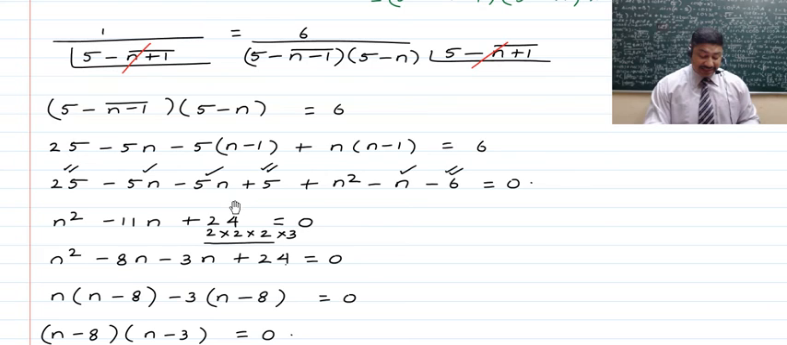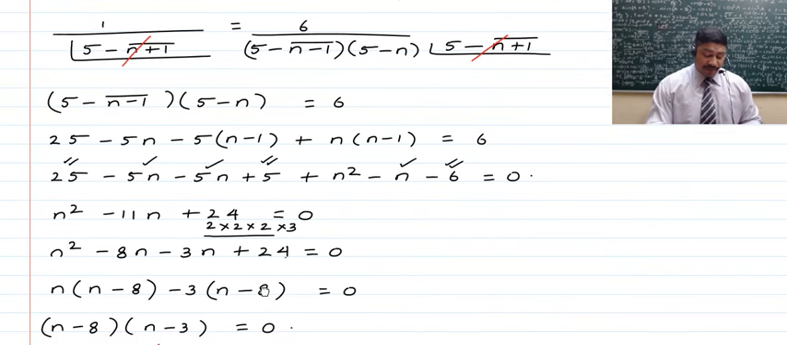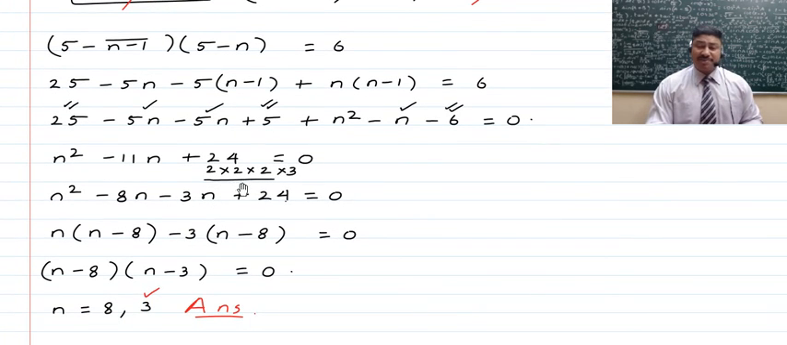Now further we expand this, and then we have first the quadratic term, we have n square, and then we add up the linear terms, and then we get minus 11n, and to that then we add here the constant, which comes to 24. Further children, we factorize by writing the product of the prime factors of the coefficient of the quadratic term, which is 1, and the constant term. So the constant term is 2 into 2 into 2 into 3. This is the product of the prime factors, which comes to 24.